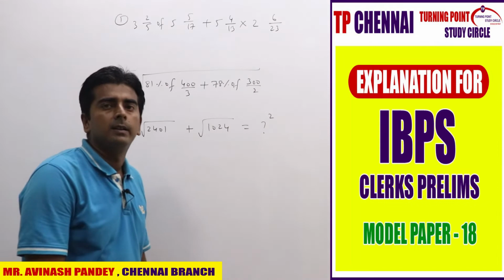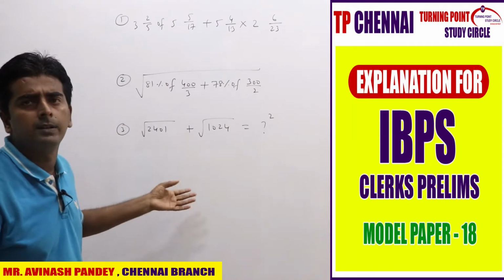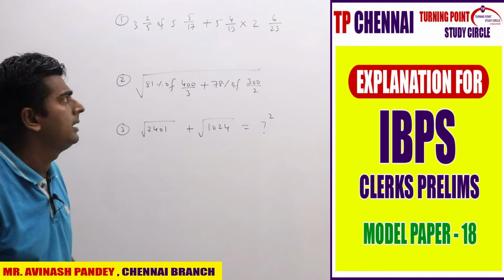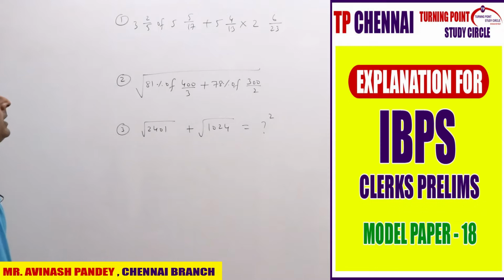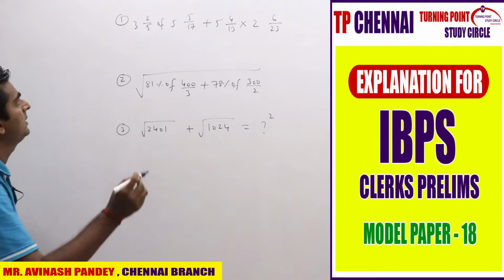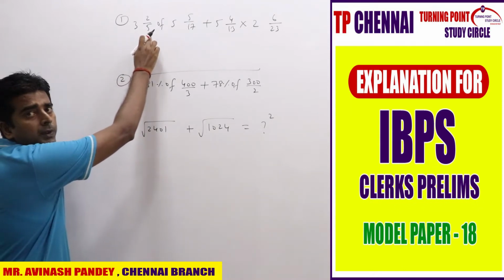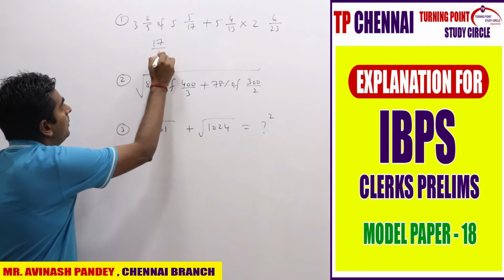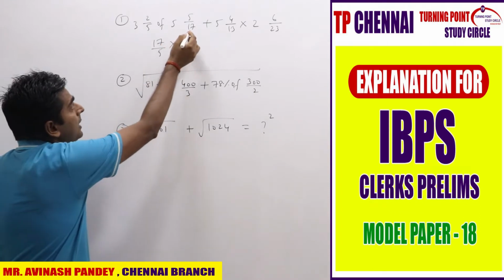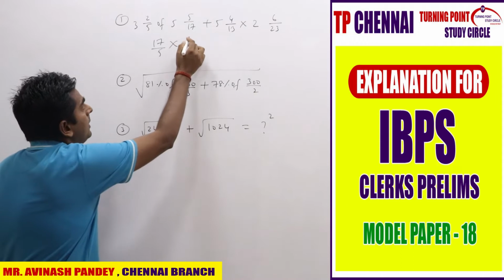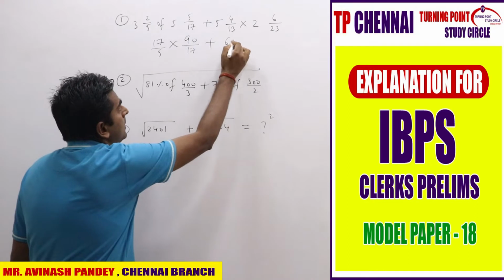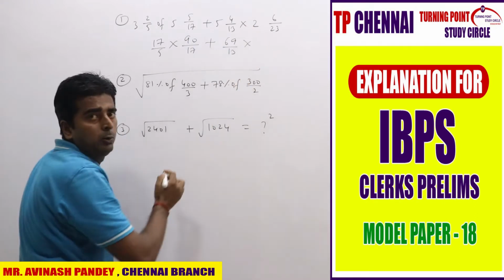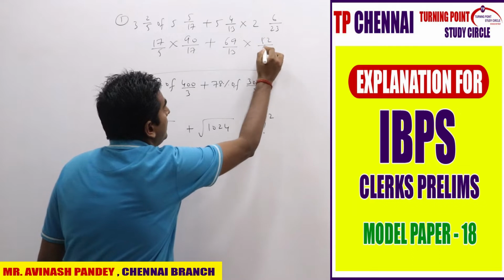Next are the simplification questions. I will solve the first 3 simplification questions, and the remaining you can work out. In the first one, they have given 3 2 by 5 of 5 5 by 17 of 5 4 by 13 into 2 6 by 23. So 3 into 5 is 15 plus 2 is 17. So 17 by 5 of 5 7 by 17: 5 into 17 is 85 plus 5 is 90 by 17. Then 13 into 5 is 65 plus 4 is 69 by 13, into 23 into 2 is 46 plus 6 is 52 by 23.